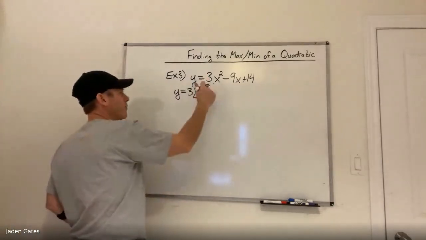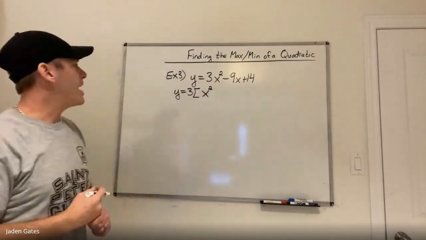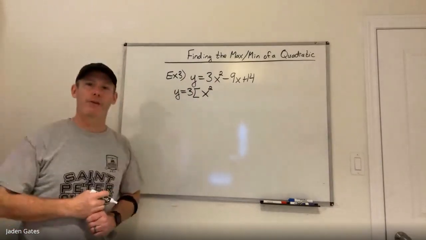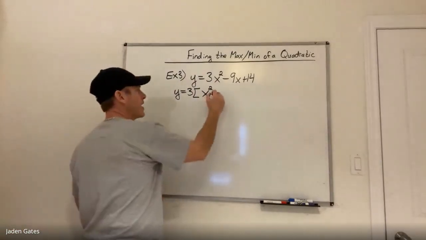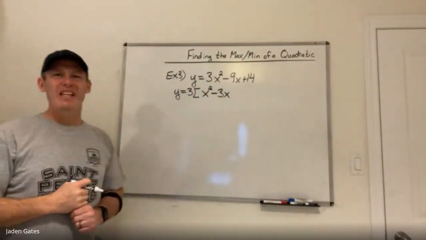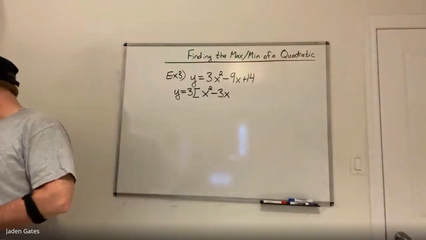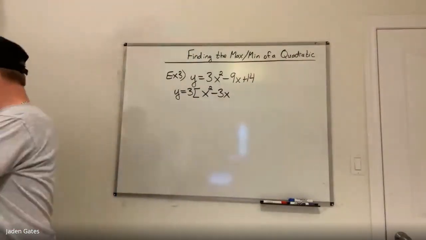Well, 3x squared divided by 3 is just x squared. All right, negative 9x divided by 3. Negative 9 divided by 3 is negative 3, and this is our x term we're talking about. And then 14 divided by 3. That's got to be a decimal. And in fact, it is. I don't have my calculator here.